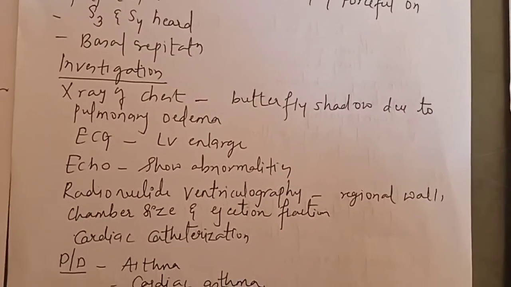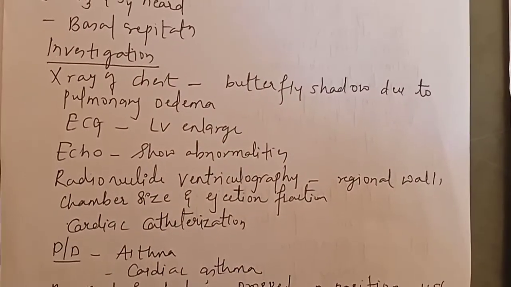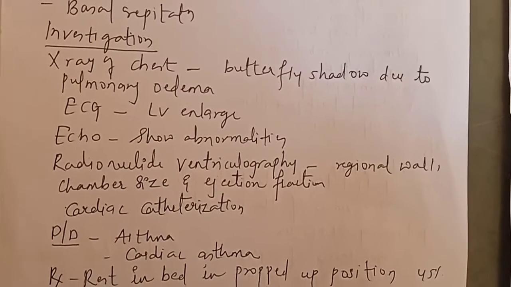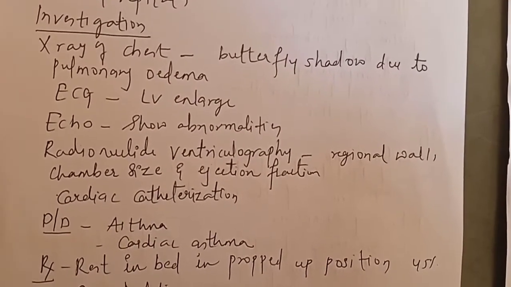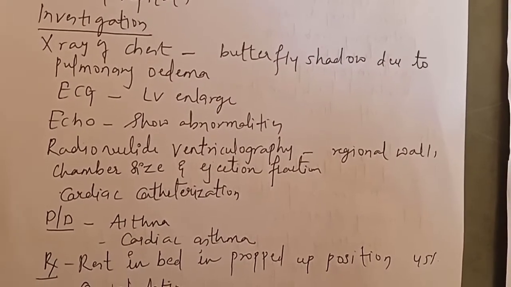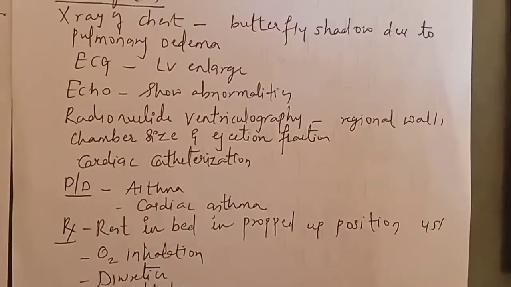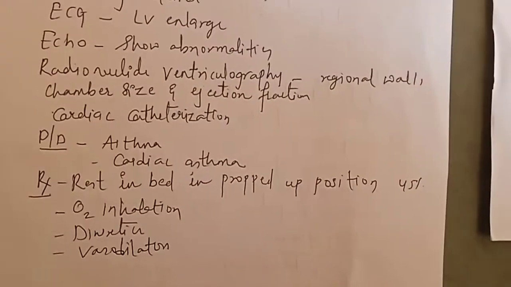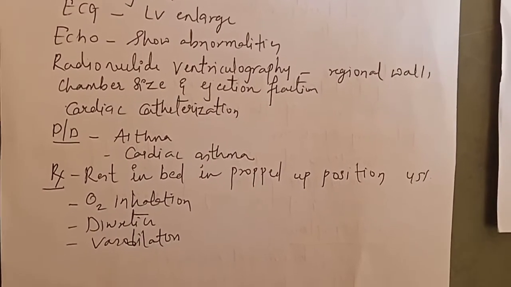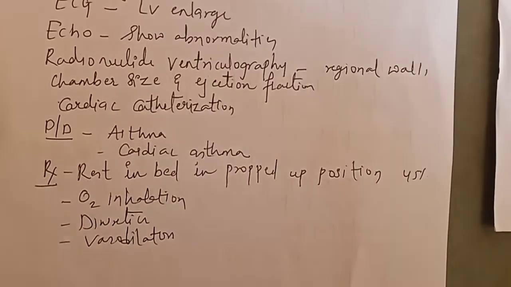ECG, left ventricle will be enlarged. Echocardiogram shows abnormality. Radionuclide ventriculography, regional wall, chamber size and ejection fraction will be seen by radionuclide ventriculography. Cardiac catheterization. Differential diagnosis will be asthma, cardiac asthma. Treatment: rest in bed in propped up position, oxygen inhalation, diuretics, vasodilatation.